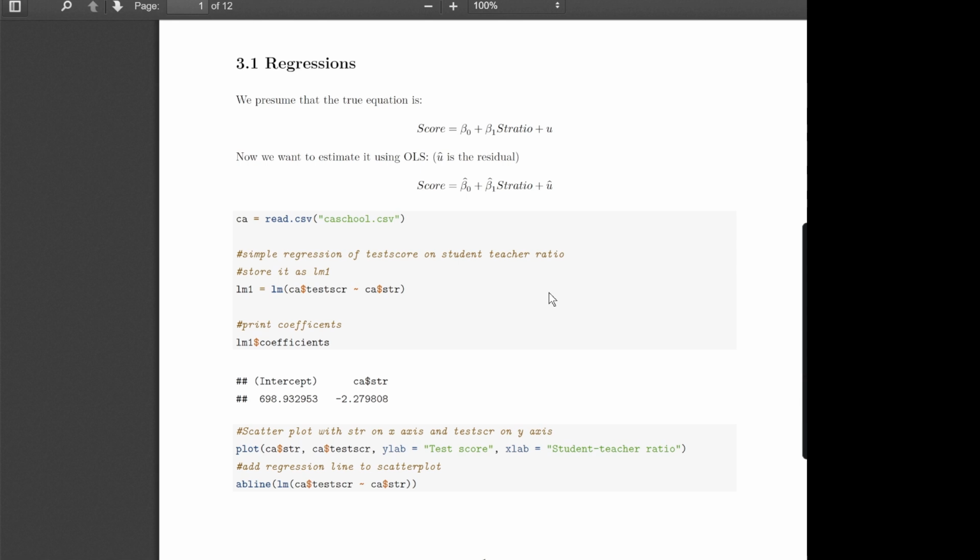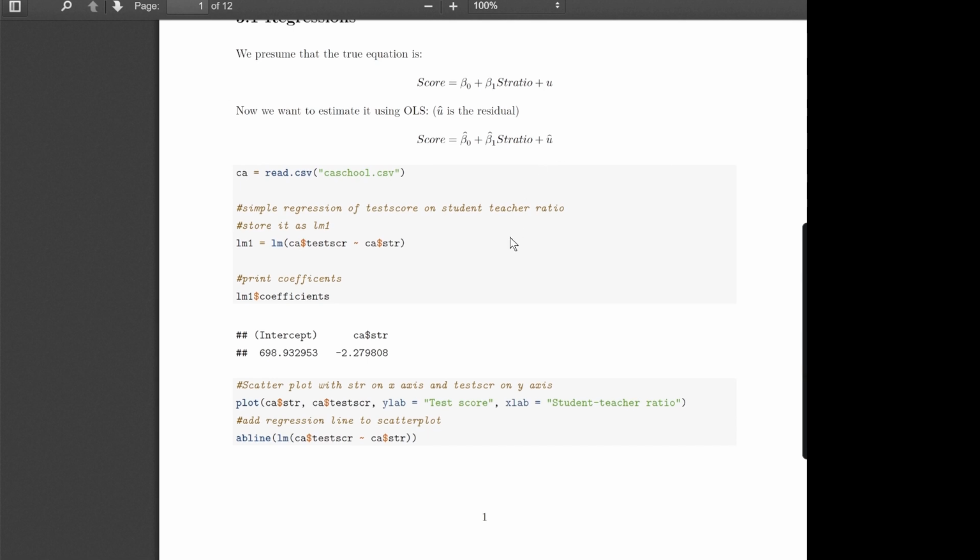So first, let's talk about a story. Every regression is a story. We want to estimate the effect of student-teacher ratio on the test scores of students. Intuitively, if the student-teacher ratio is low, one teacher has fewer students, so you should have higher test scores, right? So we presume the true equation has two parameters, beta 0 and beta 1, and score is a function of the student-teacher ratio, STR.